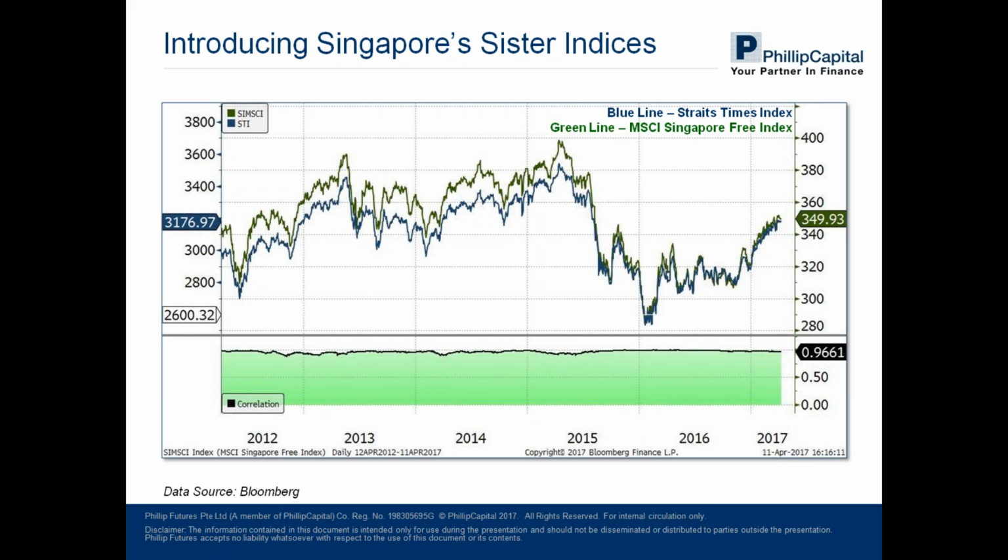A reading of 0.96 or 0.97 in terms of correlation signifies very strong tandem movements between the two indices, meaning they are very closely related. Their price movements almost perfectly mirror each other. Just that the two indices are meant as a benchmark for different groups of investors. Check out those correlations. Isn't it amazing? All right, let's move on from this.